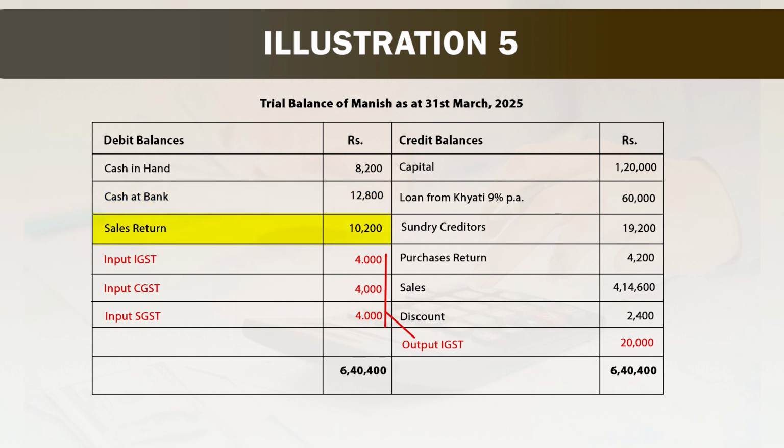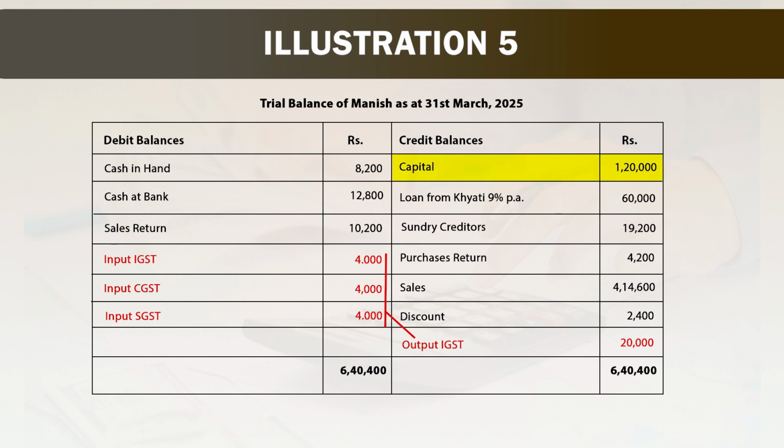Then we have sales return 10,200 rupees will be deducted from our sales. Then friends, we have already paid input IGST 4,000, input CGST of 4,000 rupees and input SGST 4,000 rupees. Right. So, here total is 6,40,400 rupees of debit side. Now, let us see credit balances.